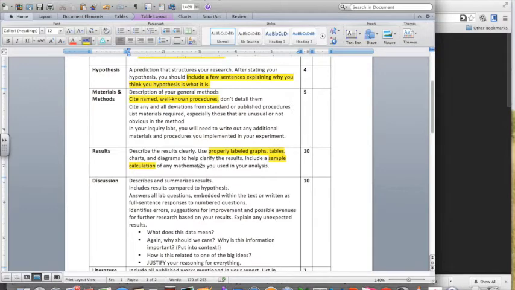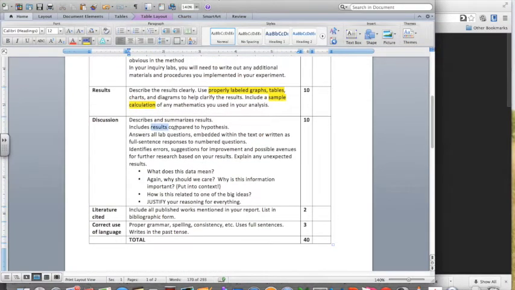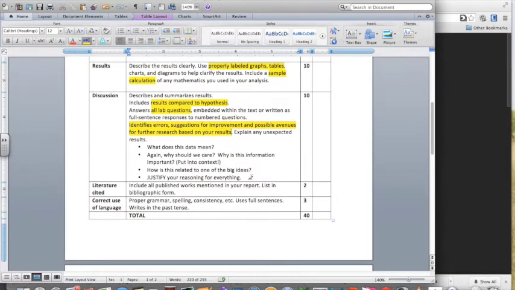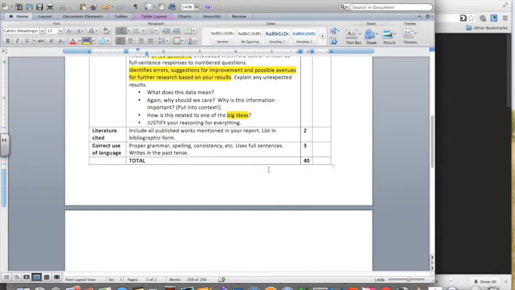When you do your graphs, make sure that they're labeled and that you have both your axes correctly labeled and scaled, and include a descriptive title. You're going to need to provide a sample calculation of hatching viability. Okay, in the discussion, you really need to make sure you compare your results to your hypothesis, and you're going to summarize your results. Please answer the lab questions, and I'll remind you where those are. And don't forget to identify errors and suggestions for improvement or avenues of further research.